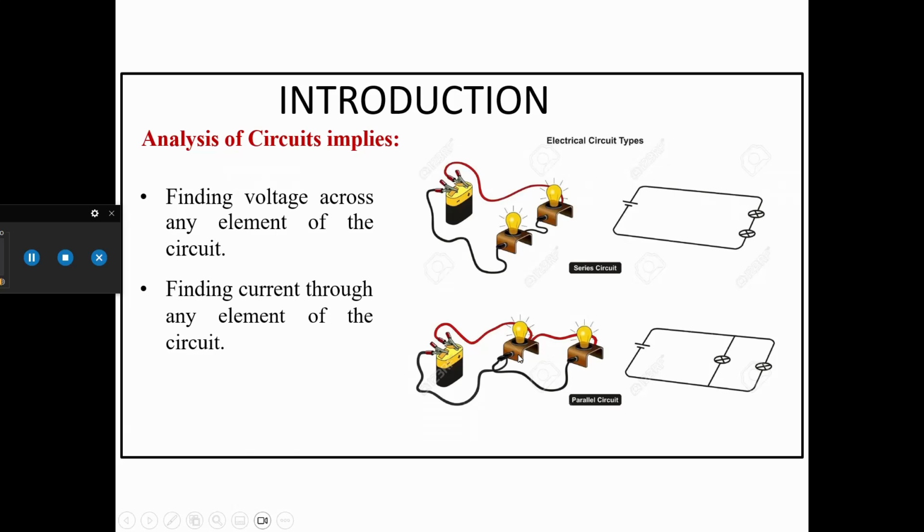So, we have a series connection and we have a parallel connection. There are two primary elements: one is the source, like the battery, and one is the load. These bulbs basically present a load, and this is the equivalent circuit. You can see this symbolizes the battery, and these are the loads. So this is basically a series circuit.